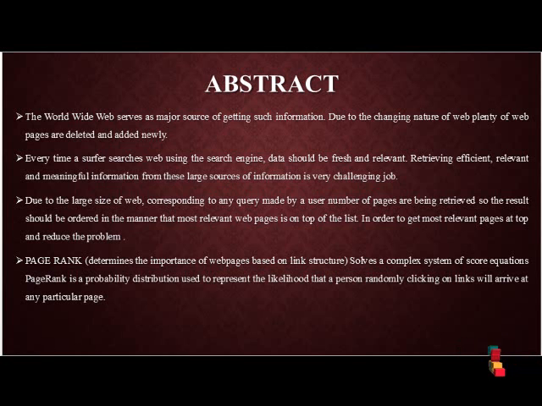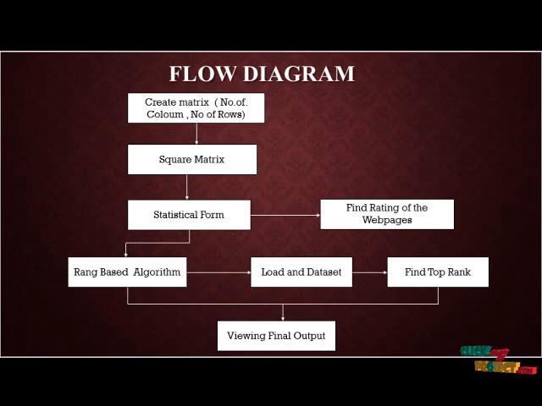page rank determines the importance of web pages based on link structure. It solves a complex system of score calculation. Page rank is a probability distribution used to represent the likelihood that a person randomly clicking on links will arrive at any particular page. Next we are going to discuss our flow diagram.